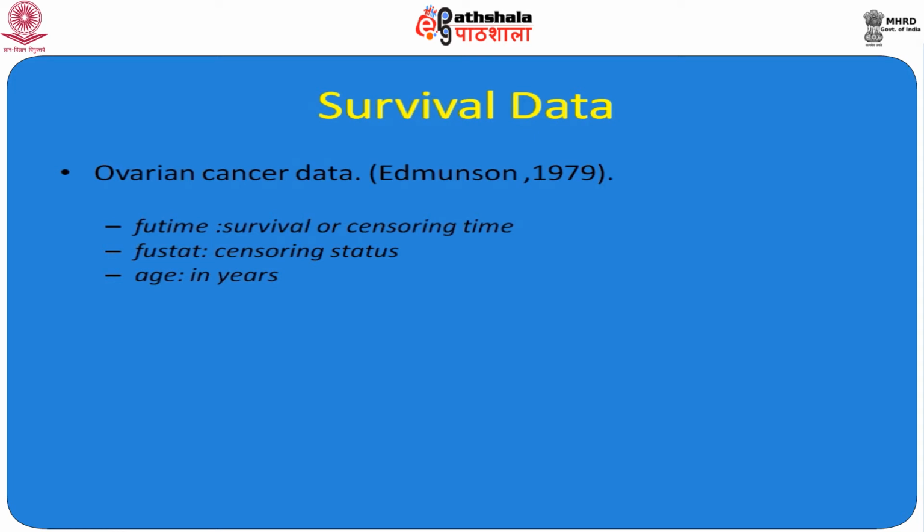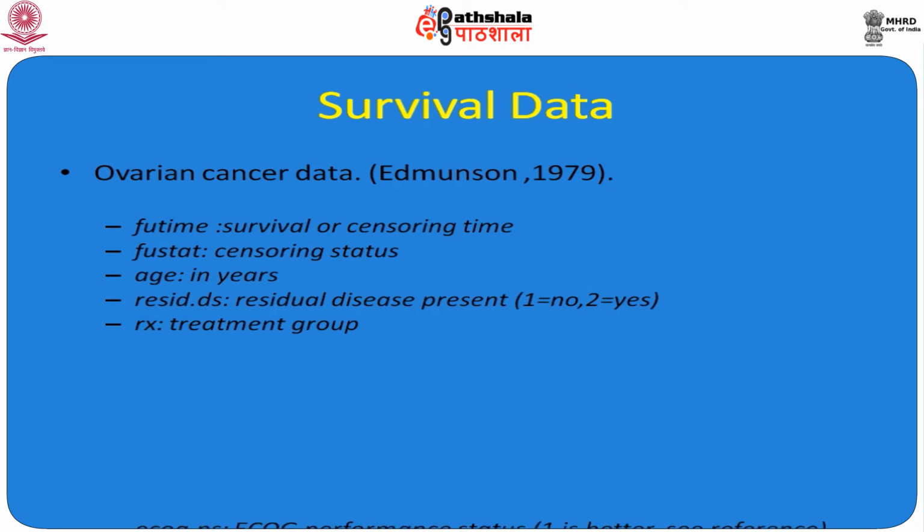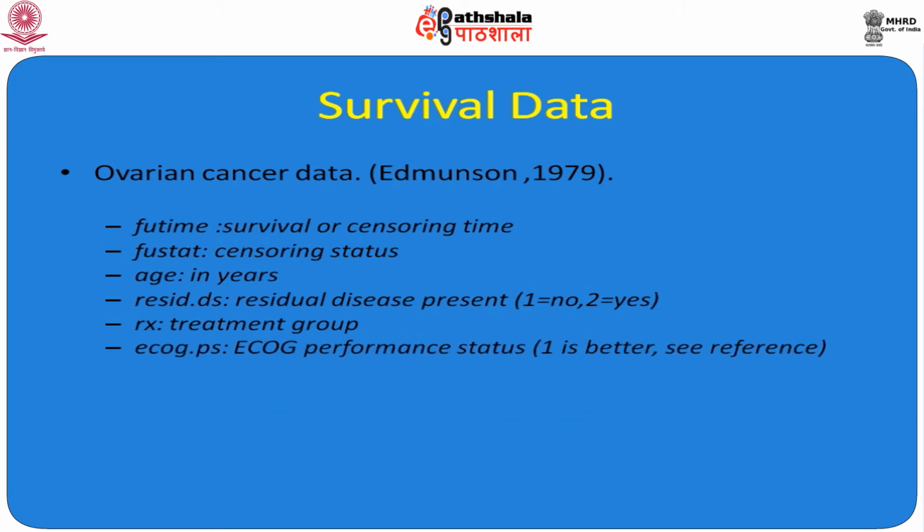Now the age in years of each patient is considered here. Then res.ds, residual disease presence or not: if they have residual disease then it is given as 2, and 1 for no. So numerically presence is given the higher value in the coding. The Rx, the treatment groups, is also given here as 1 and 2. Now we have the performance score, given as ECOG. It is noted that if ECOG is 1, which is better, then patients have good performance indices, and here two values are considered for ECOG, that is 1 and 2.